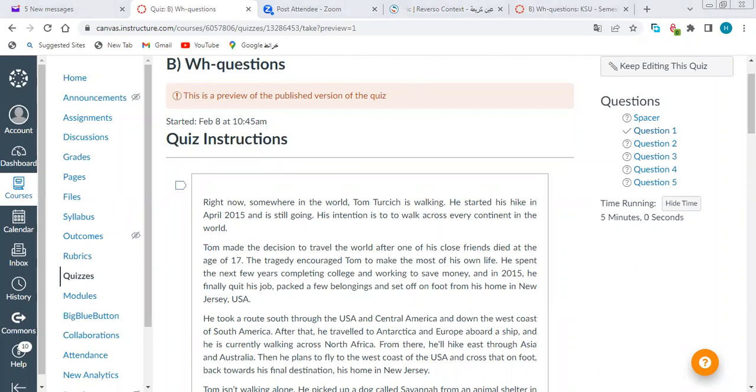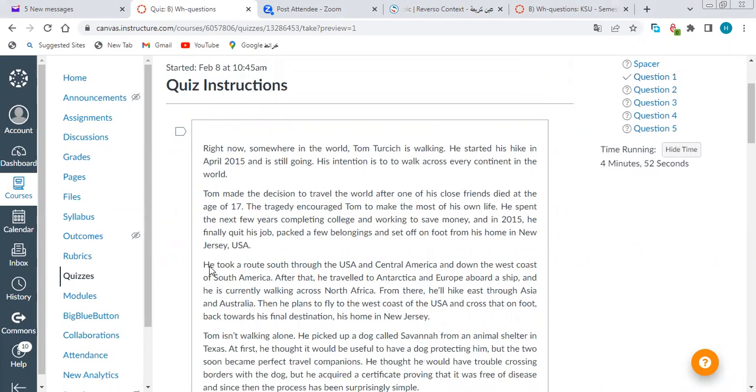The opposite, from west to east. If we look here, guys, in paragraph 3, I say what? He took a route south through the USA and Central America and down the west coast of South America. As you see here, down the west coast of South America.